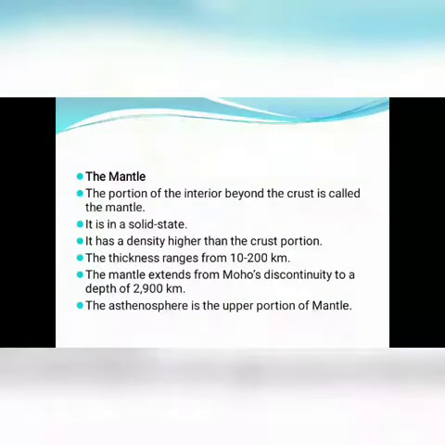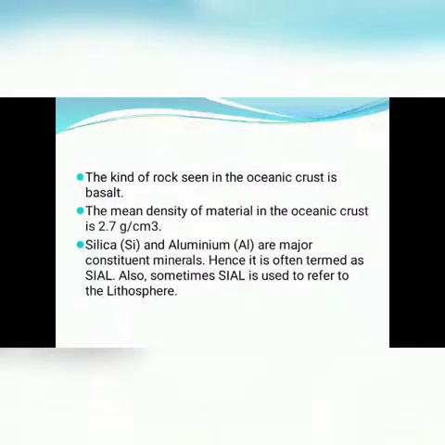Next layer is the mantle. The portion of the interior beyond the crust is called the mantle. It is in a solid state. It has a density higher than the crust portion. The thickness ranges from 10 to 200 km. The mantle extends from Moho discontinuity to a depth of 2900 km. The asthenosphere is the upper portion of the mantle.